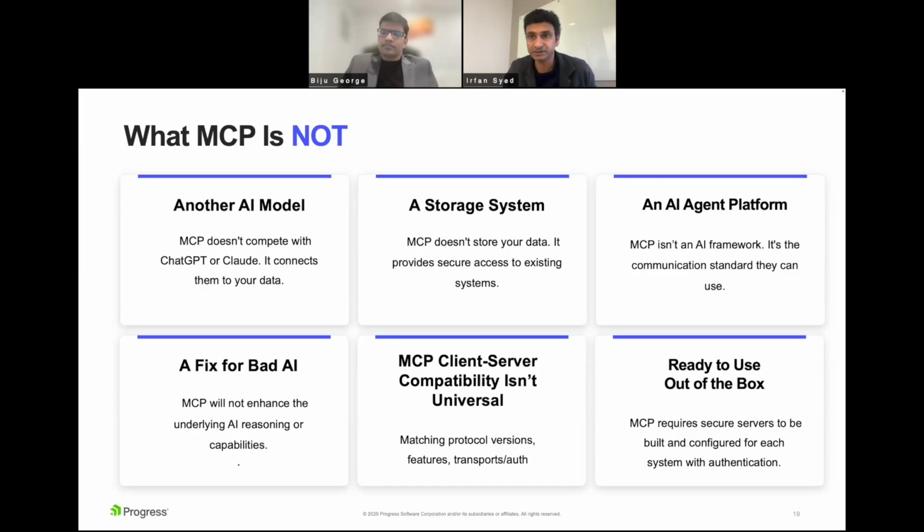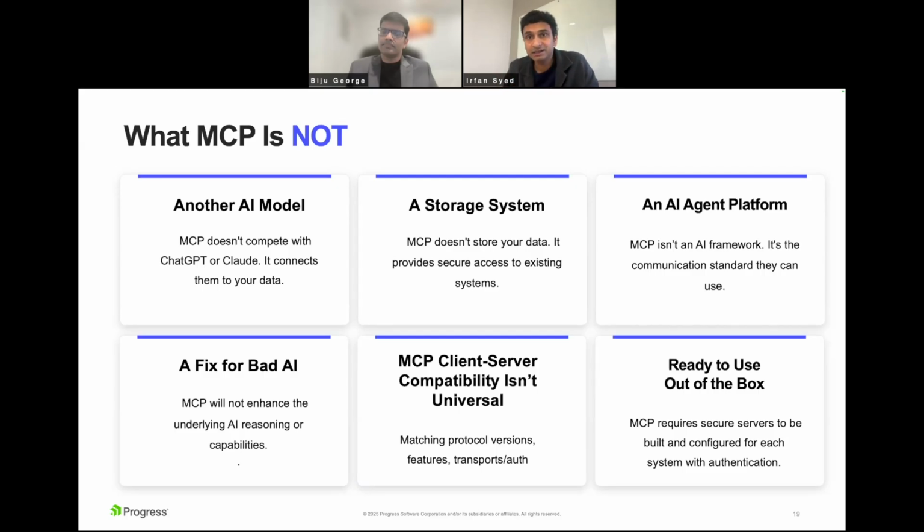As we were talking about in the previous example, the MCP client is the only one that will go and interact with the LLM to be a judge, to be a recommendation tool, to tell which tool to execute, and to summarize the tool output. It is not a storage system. It's up to you to define your own storage. MCP doesn't store your data. It provides only secure access to existing systems.